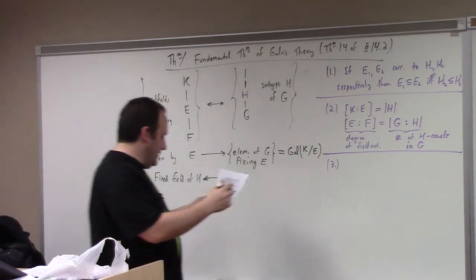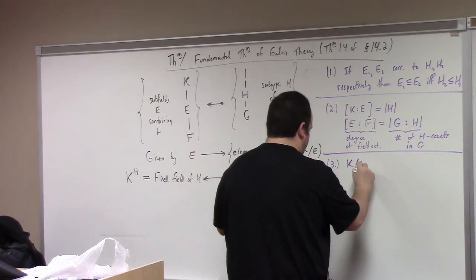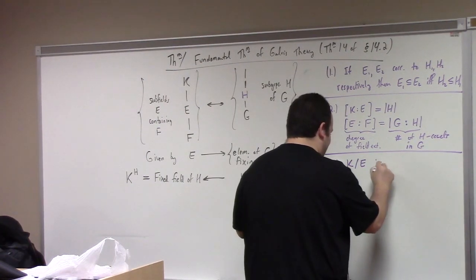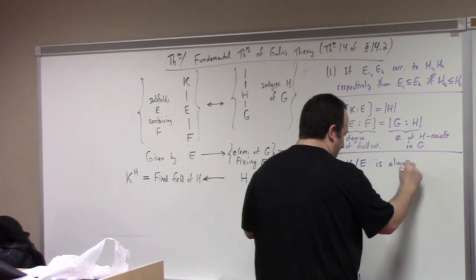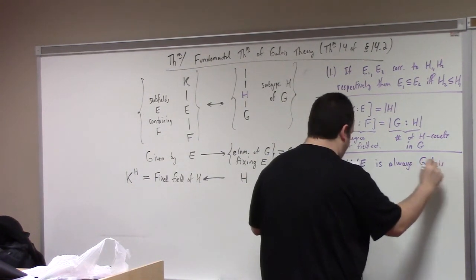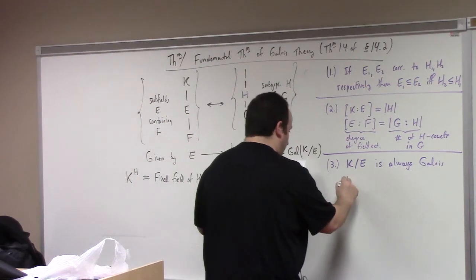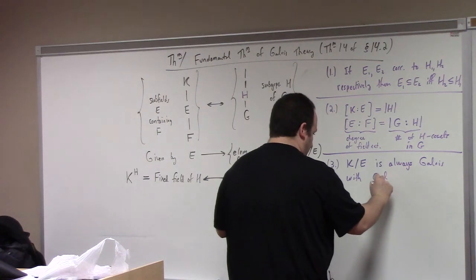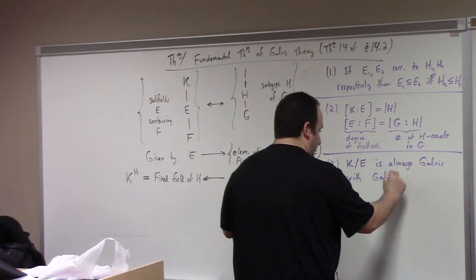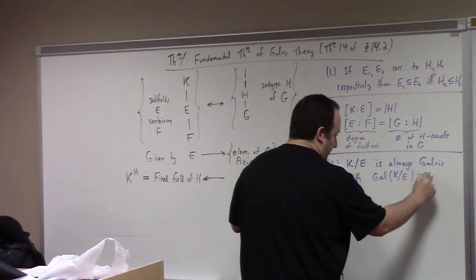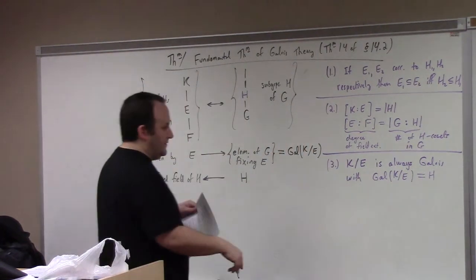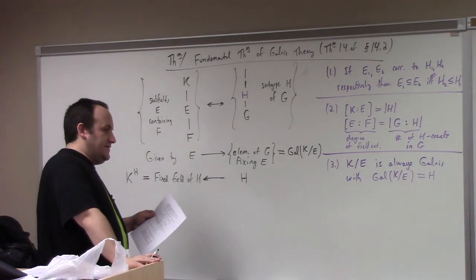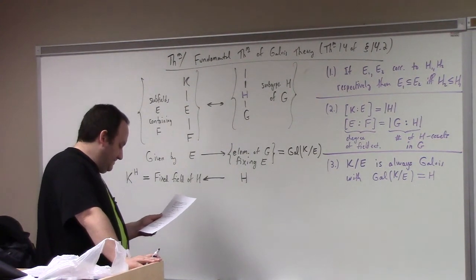Okay, fine. 3, K over E. So enjoy this, guys. This is the last time I'm writing this in here. K over E is always Galois, always Galois with the Galois group. I guess I already wrote it in my by the advice of Sam over here, right? Well, anyway, that's the Galois extension with the Galois group being H there.